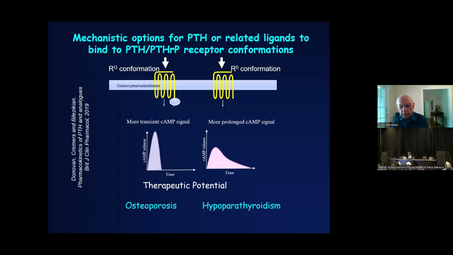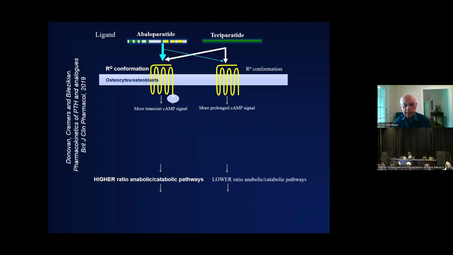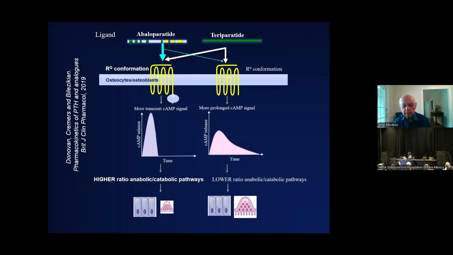When we're treating patients with hypoparathyroidism, you would like to generate a more prolonged signal and favor the R0 conformation. So this is the idea that we want to push this system more into the RG configuration. And looking at the top here, abaloparatide seems to have better binding to RG, lesser binding to R0, while teriparatide seems to have equivalent binding to these two conformations.